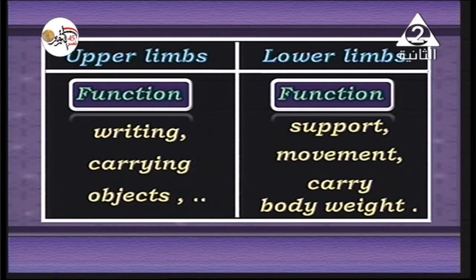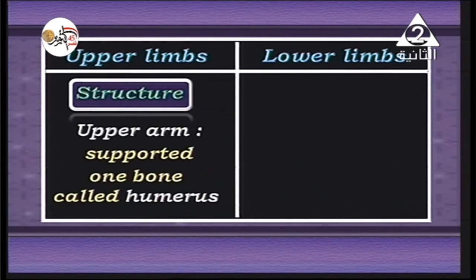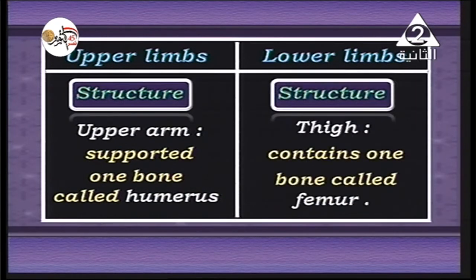What about the structure of both of them? Very, very important. We have here the upper arm supported by just one bone. We call it the humerus. While here in the lower limbs, excellent, the thigh also contains one bone called the femur. Perfect.